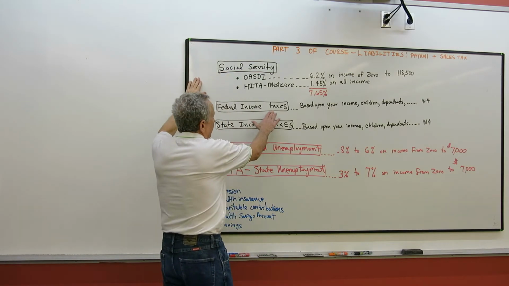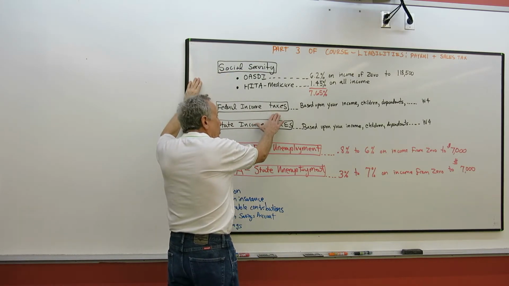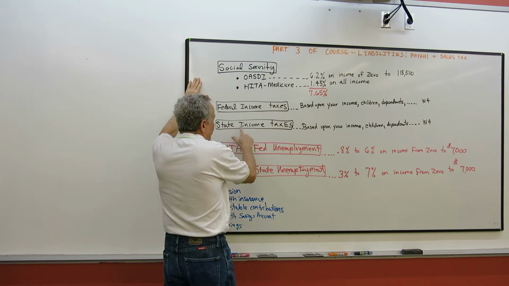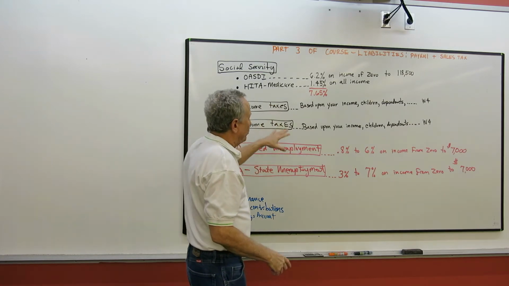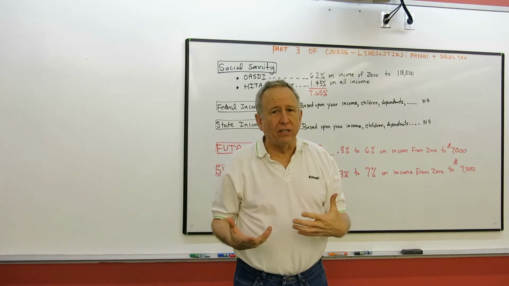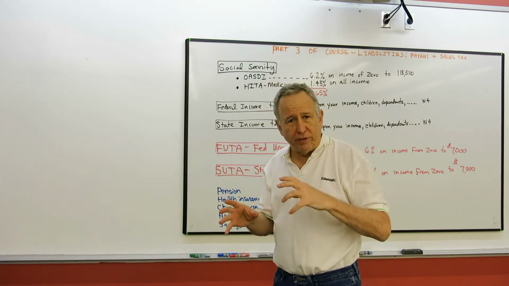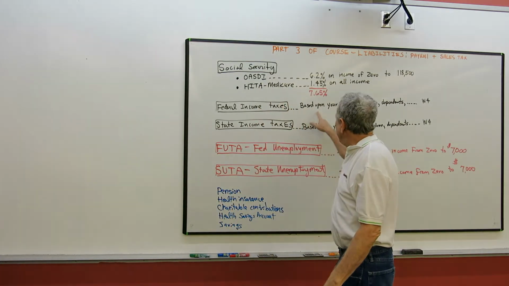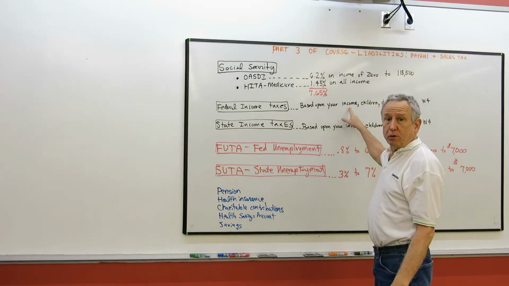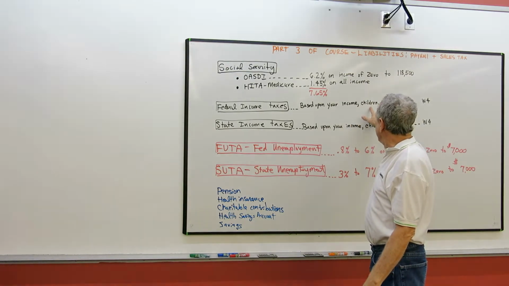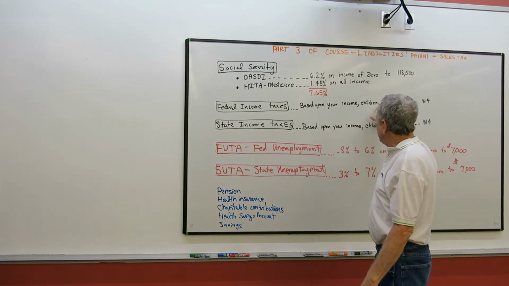Now, there's other taxes. The federal income tax, that's paid by you, the individual. State income taxes, that's based on you. And how much do you pay? Well, that is a very complex question because that's specific to each individual. It's based upon your income. If you're high income, you'll pay a higher rate. It's based on the number of children and dependents you have. It's based on other factors.